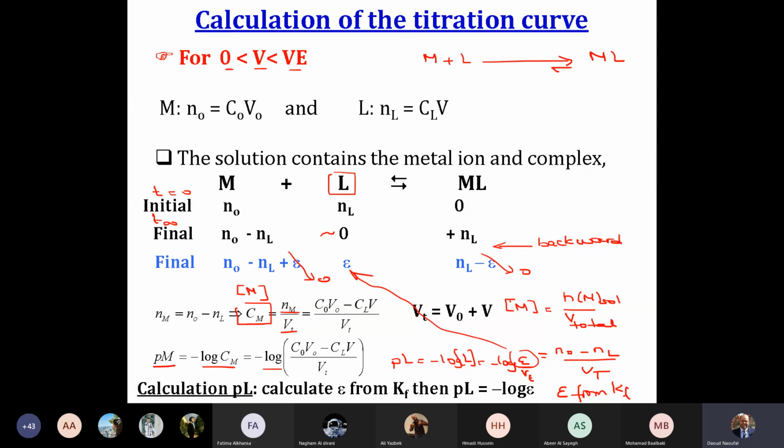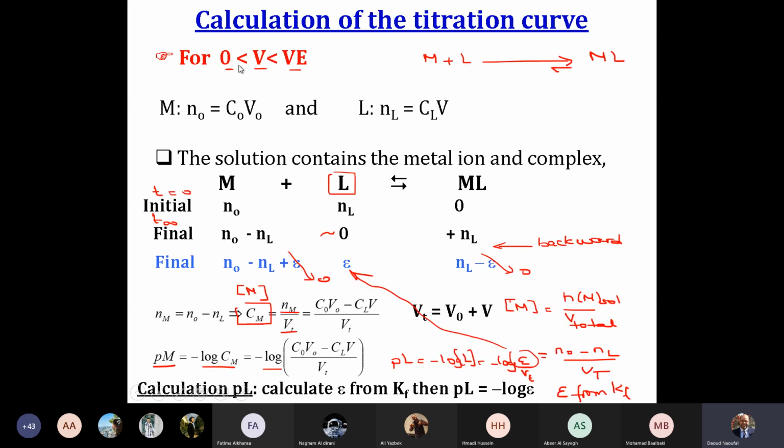After equivalence, M disappears completely and L is in excess. So it's preferred after equivalence to work on pL, since L is present in a certain amount, it is an excess. In the exercise, they will mention to work on pM or pL. In most cases, they request to work on pM. So if the student wants to calculate pL before equivalence, he should pass by the calculation of epsilon from the value of Kf.